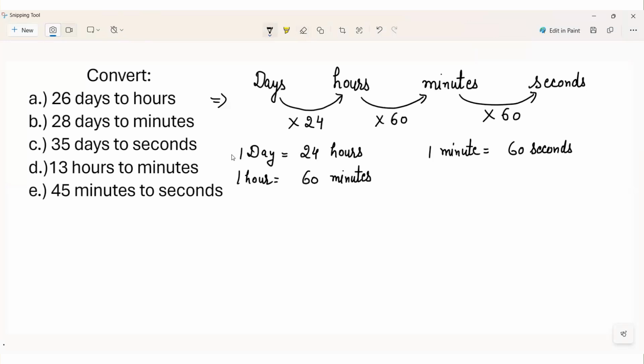Hello everyone. Today we will learn how to convert the units of time: days to hours, hours to minutes, minutes to seconds, days to minutes, days to seconds.